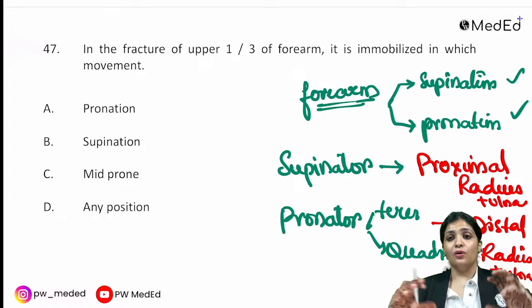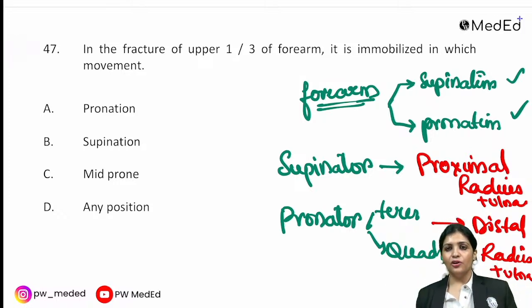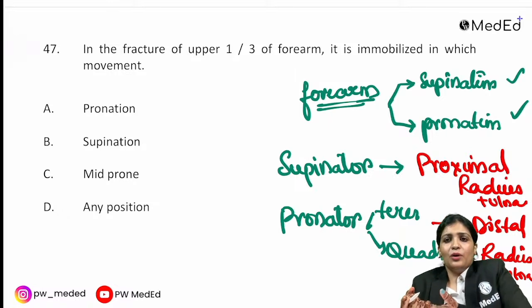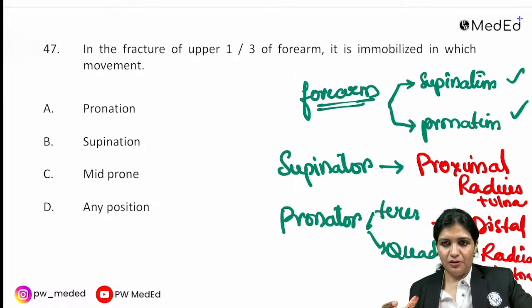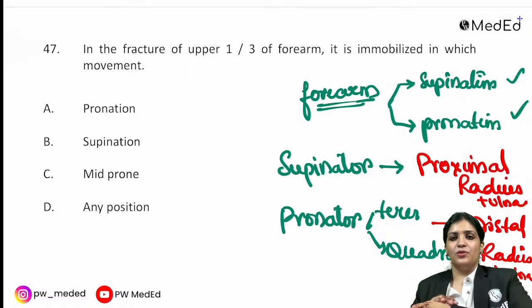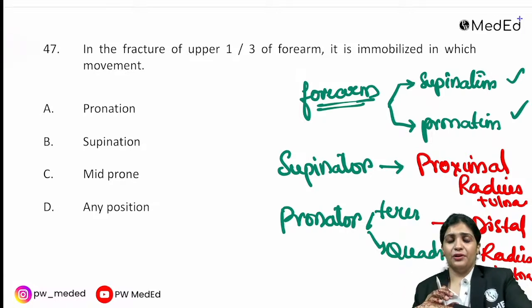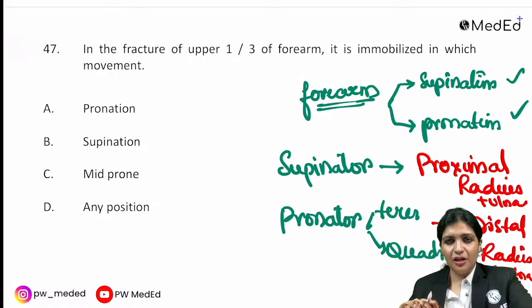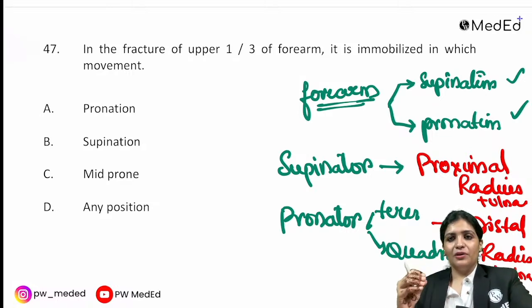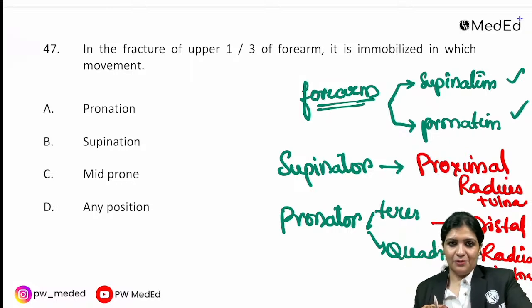Now, the immobilization topic. Whenever you want to put a slab or a cast, you have to immobilize in the functional position. Whenever it is the distal part which is involved, you do it in pronation because of the pronator teres. You want to counteract it. If you put it in supination, the action of the pronator will pull it into pronation. So instead you put it in pronation so that the bone fragments are not disturbed.